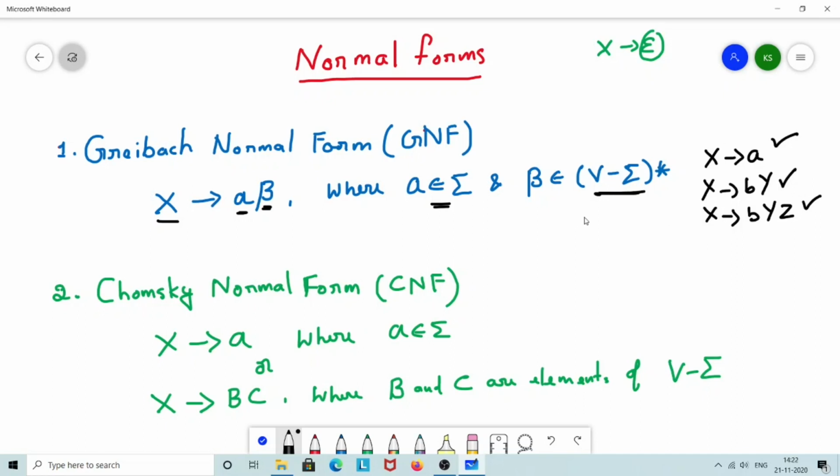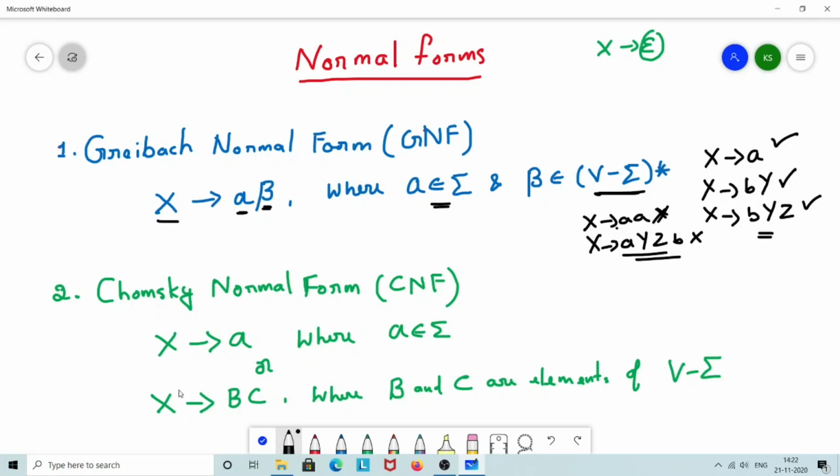Okay, so let me give one invalid example. This is not accepted, right? This is the cross mark I put, not X. Okay, X gives. This is also not accepted, invalid. This is totally valid. So this is about Greibach normal form.